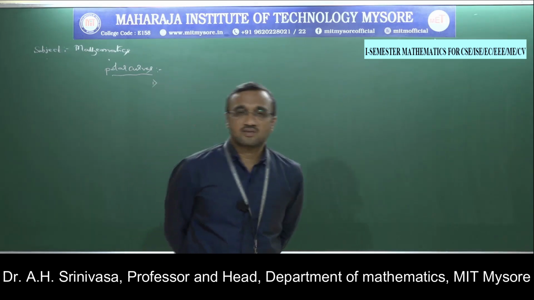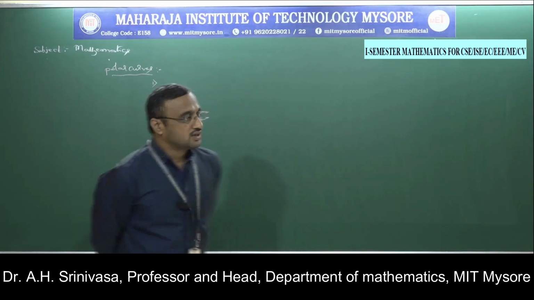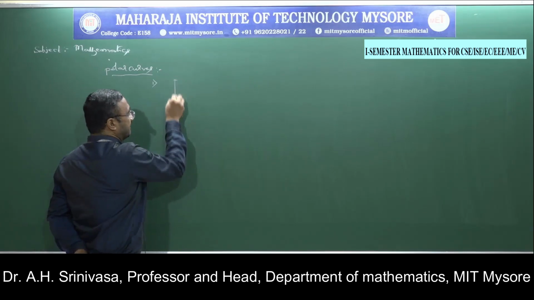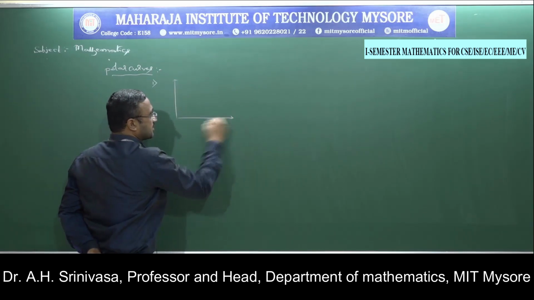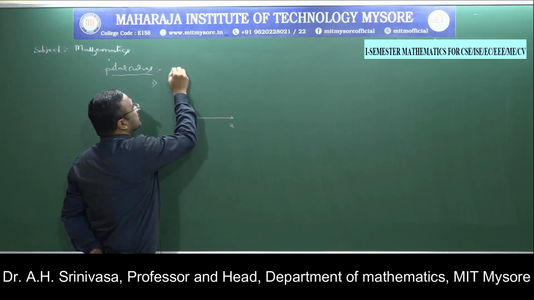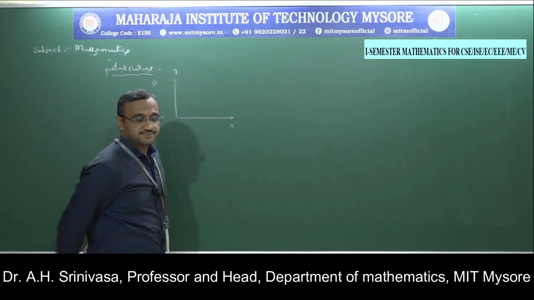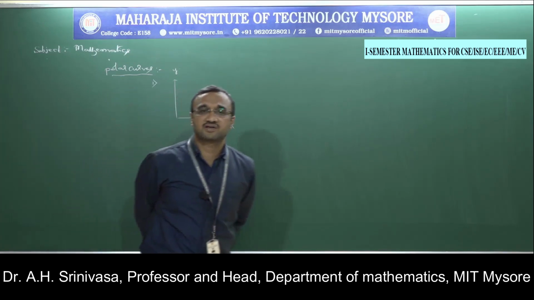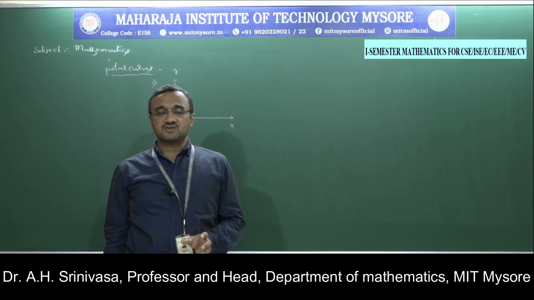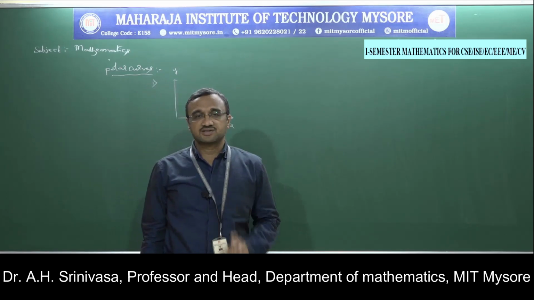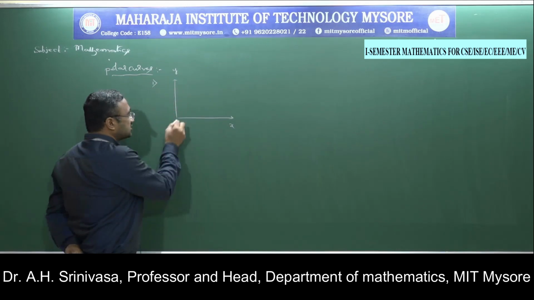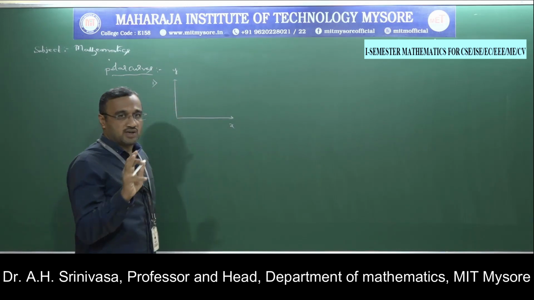Everyone knows what Cartesian coordinates are. In a plane, this is a vertical line and this is a horizontal line. This is called the x-axis and this is called the y-axis. So we call this Cartesian coordinates. If the coordinates contain x and y, we call them Cartesian coordinates. In these Cartesian coordinates, we see only 2 paths.